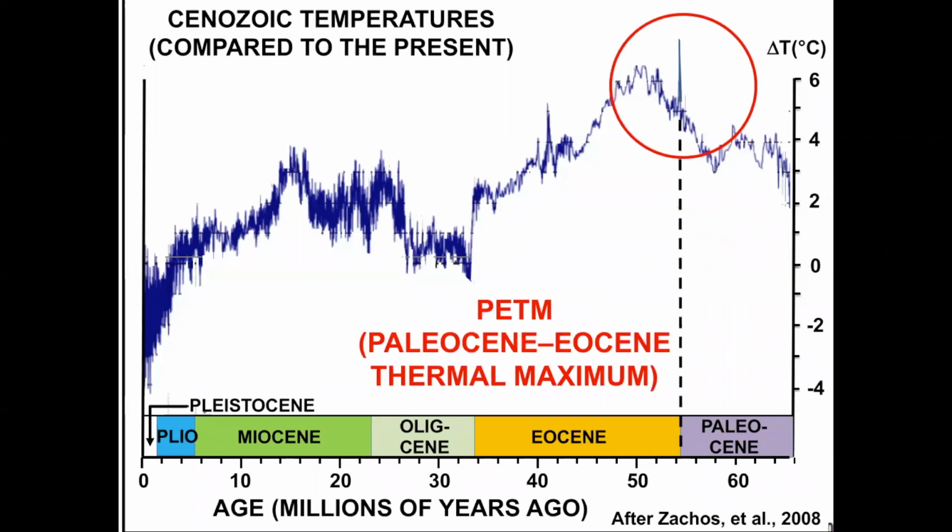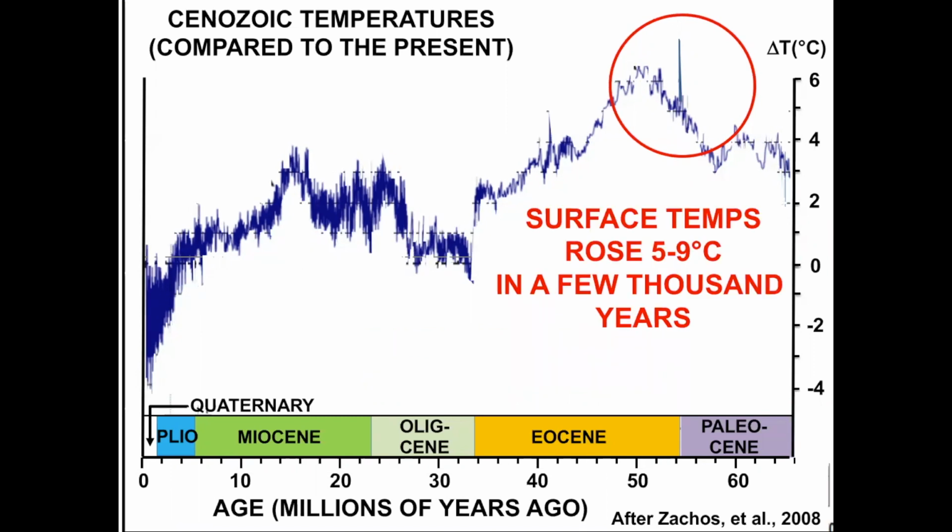Then we go into a very warm period, and there's a spike in there that's drawn a lot of attention. It's called the PETM, the Paleocene-Eocene Thermal Maximum. And temperature went up 5 to 9 degrees centigrade in a few thousand years. It's of particular interest to climatologists today because they think a similar thing might happen at the present time.